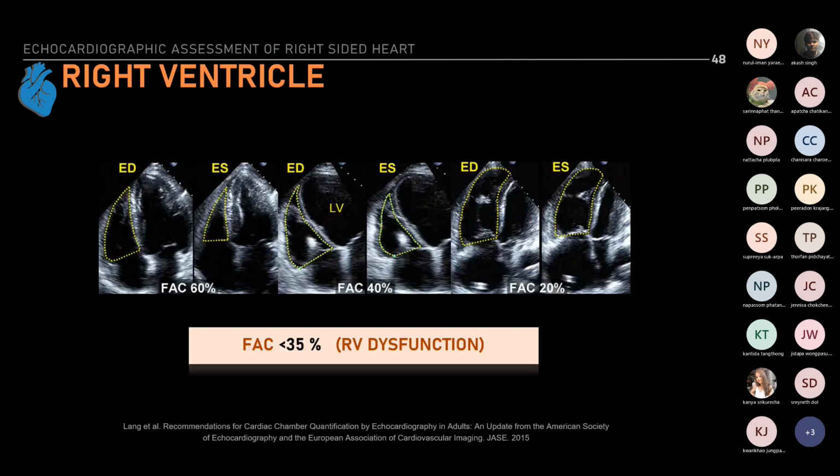If fractional area change is less than 35, it indicates RV systolic dysfunction.